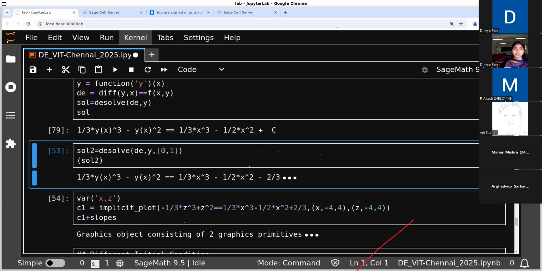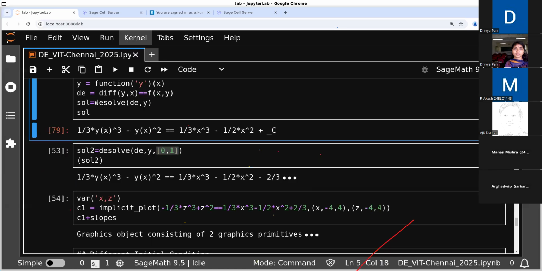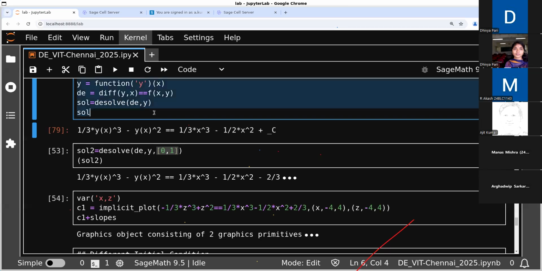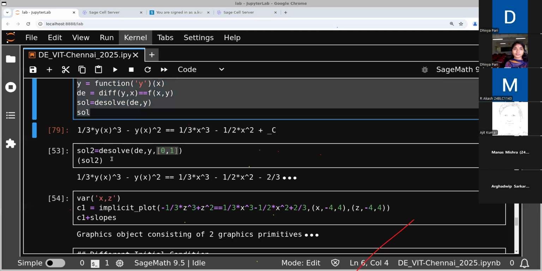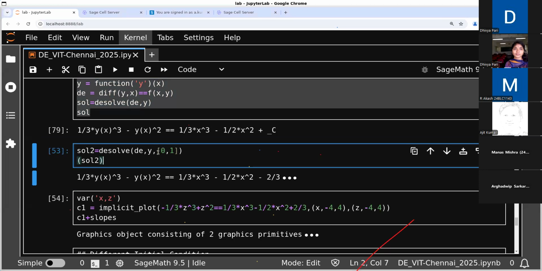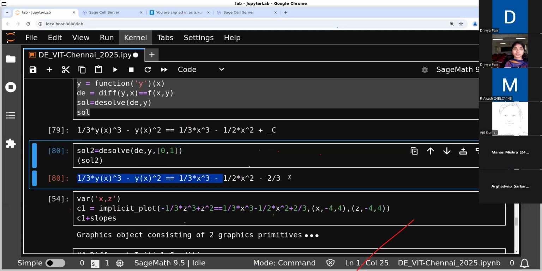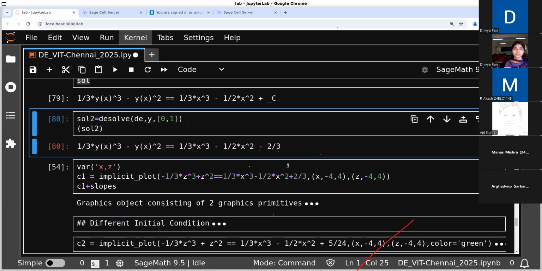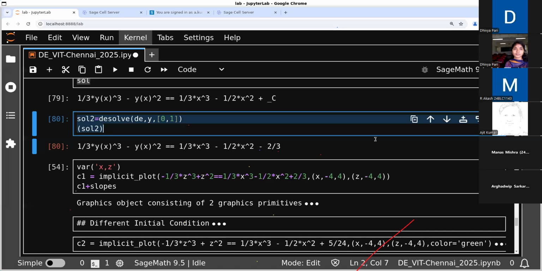If I say this, instead of just using this, let me first copy this in the chat. Now if I say dsolve, and give the initial condition as a list (0, 1), that means y at 0 is equal to 1, then this is the solution. Now the constant has gone, that constant is 2 by 3. And very easily we can plot this.